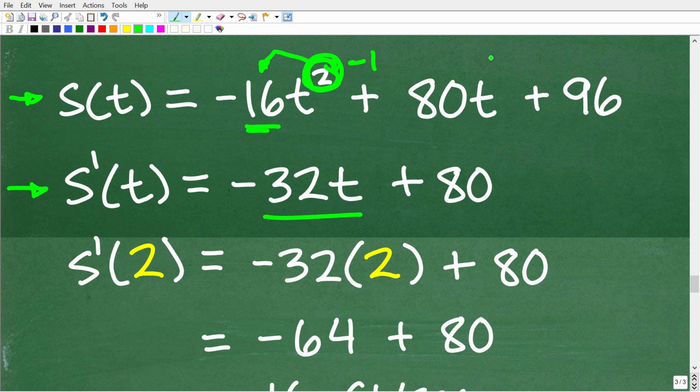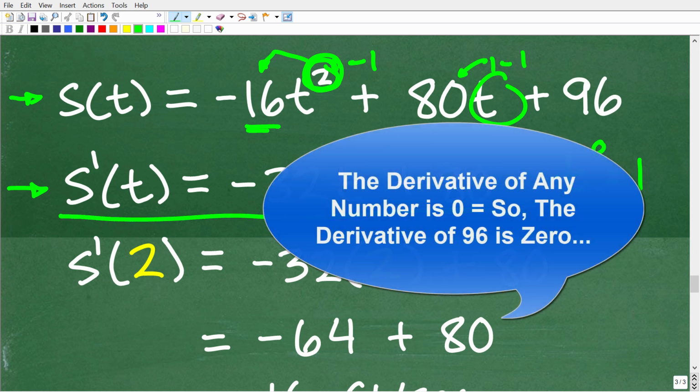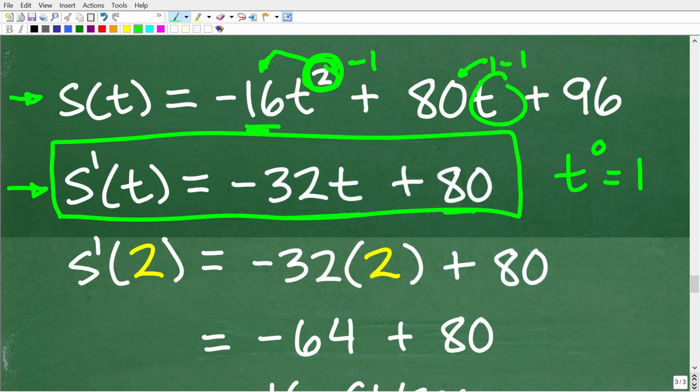And then over here we have t to the first, and we're going to multiply that 1 by 80. That's 80. And then we're going to subtract 1. So 1 minus 1 is 0. Anything to the 0 power is 1. So this is effectively 1 times 80, which is 80. All right, so this is the first derivative of our position function, which is a new formula for us to determine the instantaneous velocity of the ball at any time t.